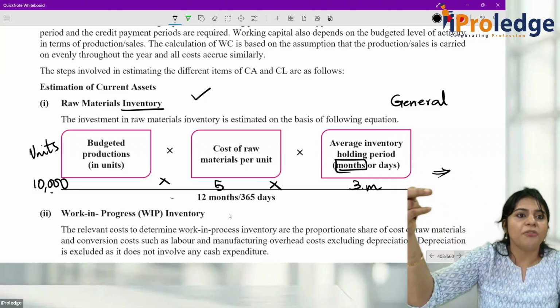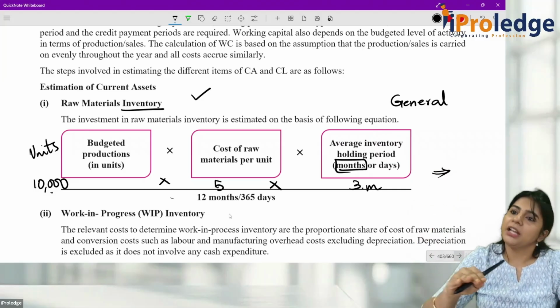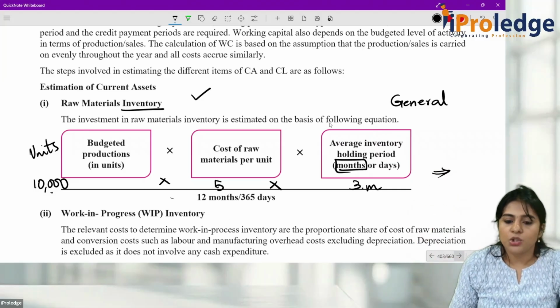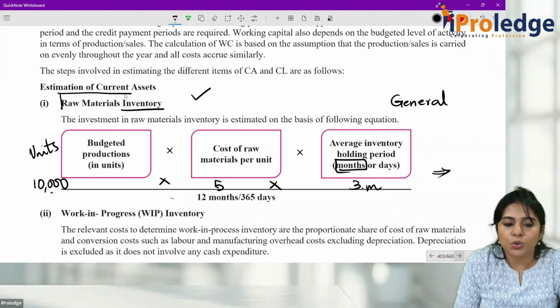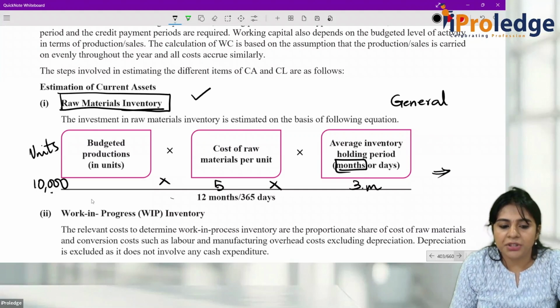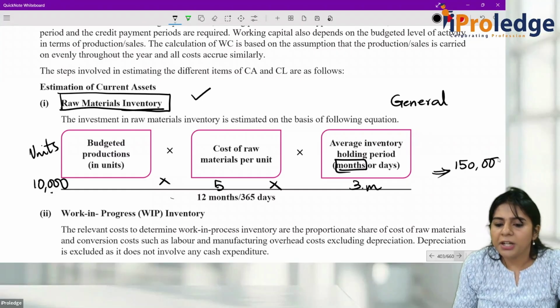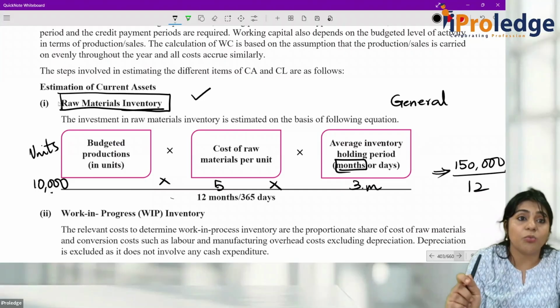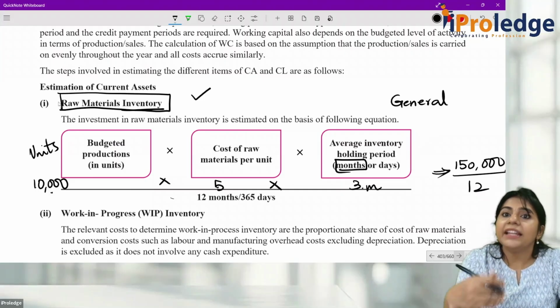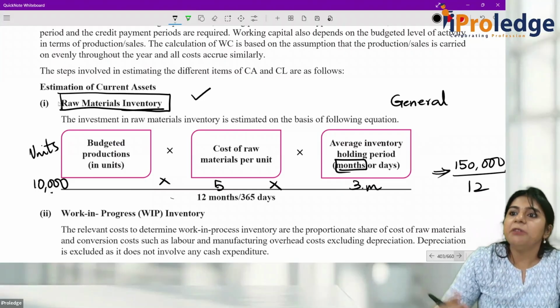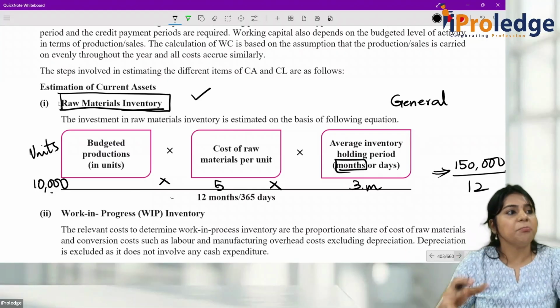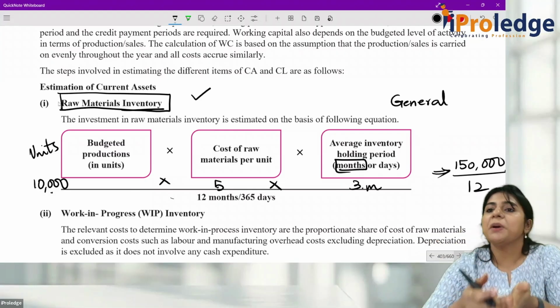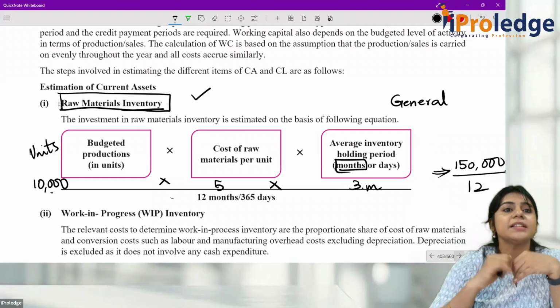If you multiply with number of days in the numerator, divide by number of days in the denominator. Whatever is this number, that is what you get as raw material inventory. This is 50,000 into 3, that is 1,50,000 divided by 12. That will be your estimated raw material. What am I trying to do here? I need to estimate, guys. I need money for the next 6 months. Can I simply keep some money? How much money I need for raw material? I estimate using this formula.